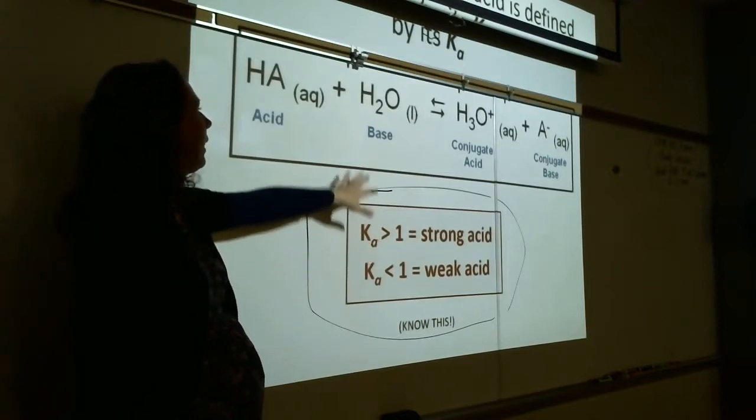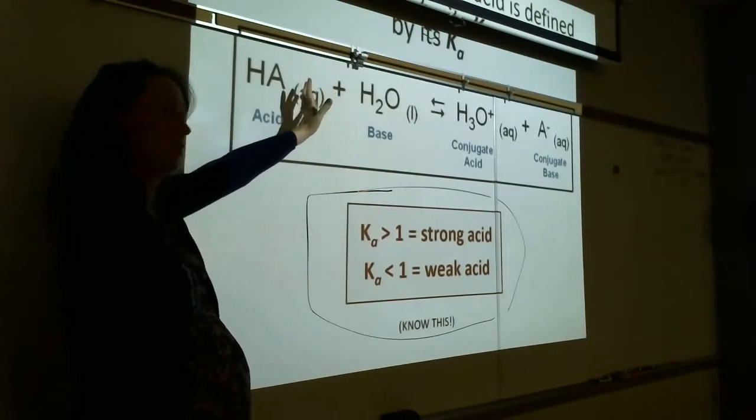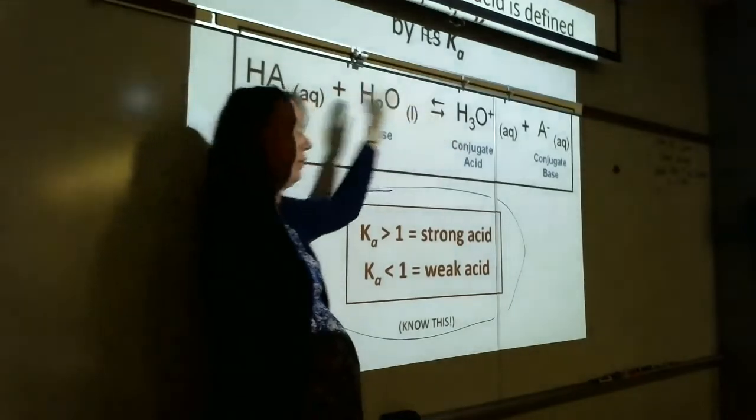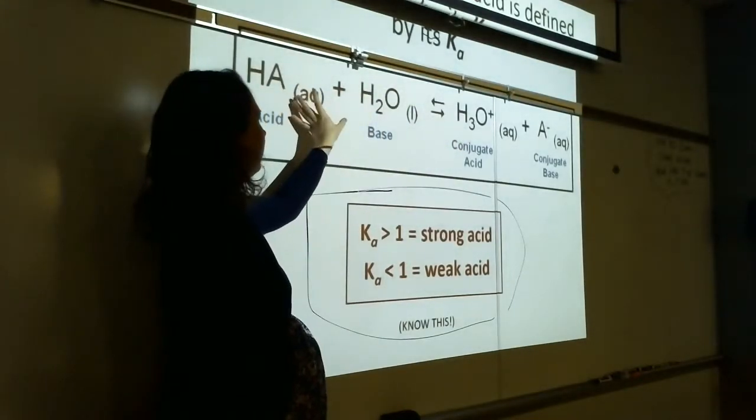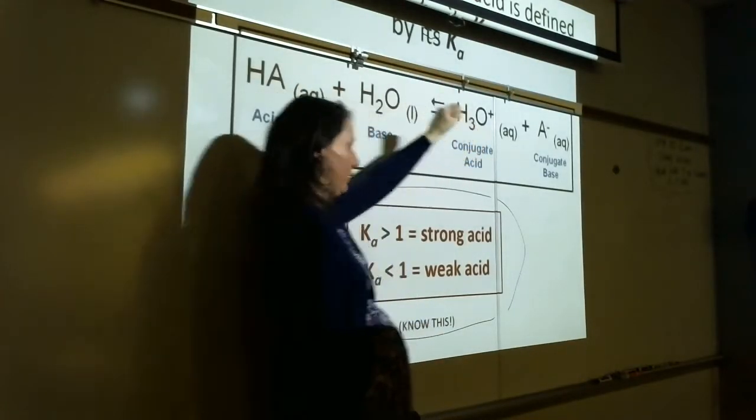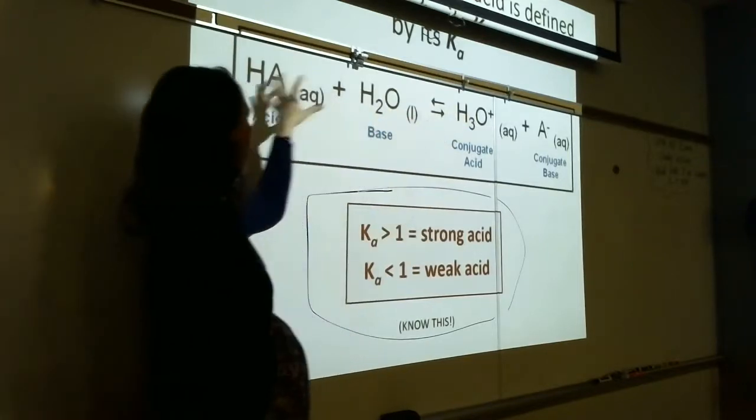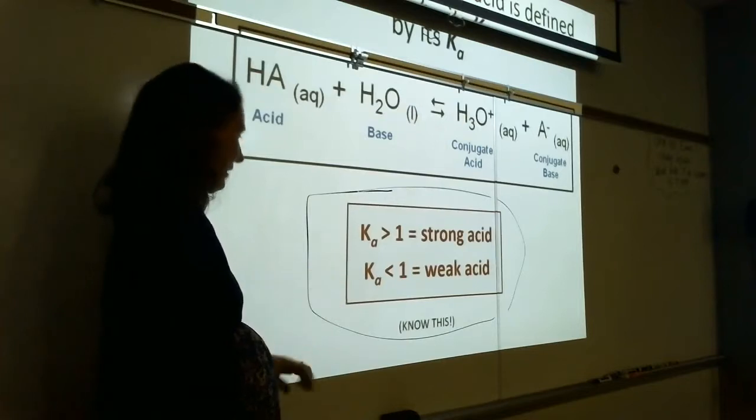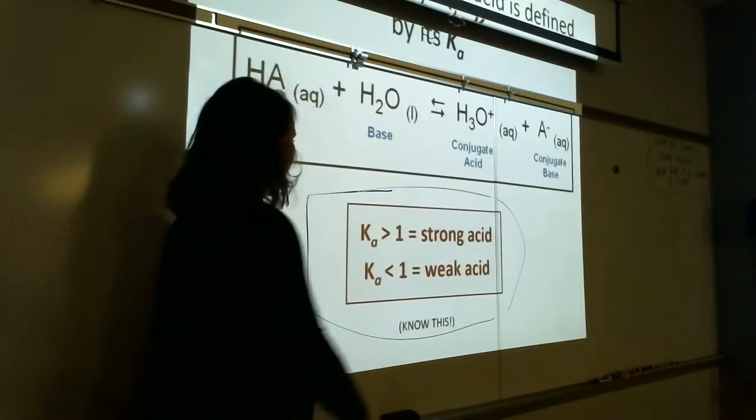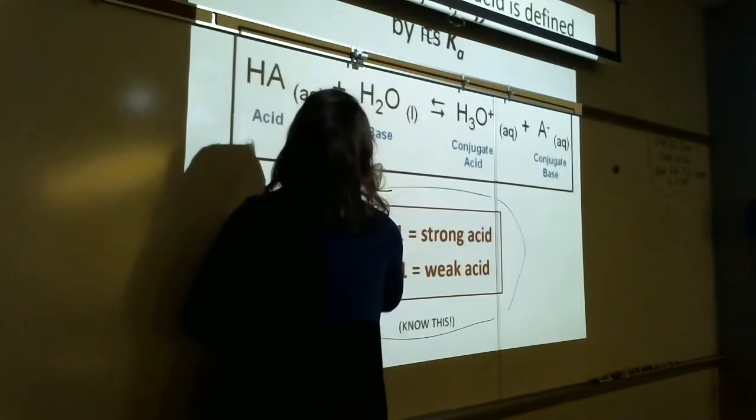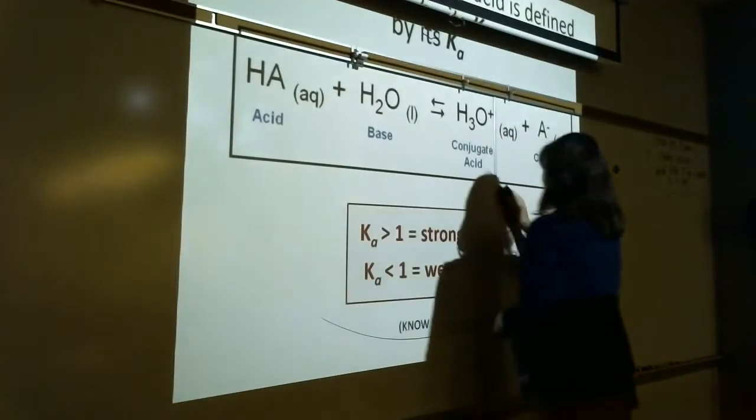We're defining it by the percent dissociation. How far does this equilibrium go? Is the equilibrium on the reactants, or is the equilibrium on the products? Okay? If the equilibrium's on the products, we call it a strong acid. If the equilibrium's on the reactants, we call it a weak acid. Need to know that. I can't emphasize that enough.